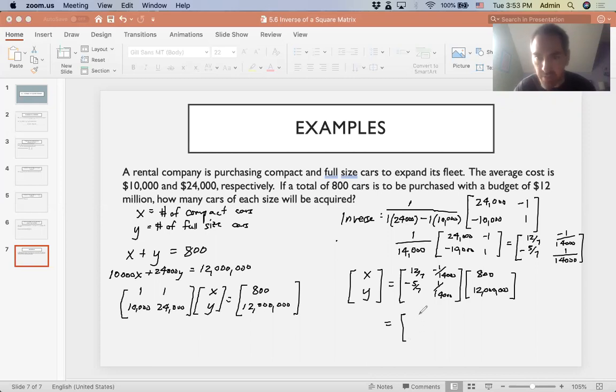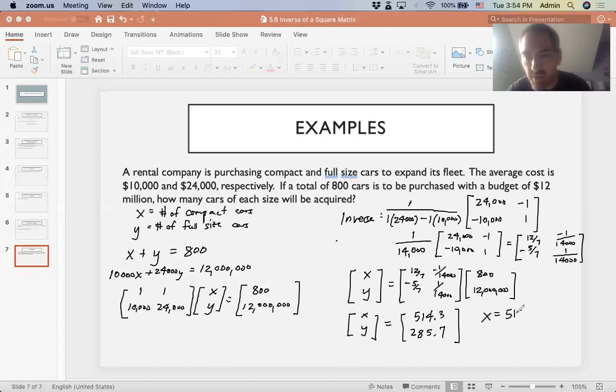I'll let you help me with that calculation. Round that to the first decimal place. You will hopefully agree with me that we have 514.3. And then for the second entry, we're multiplying the second row times the column. Negative 5/7 times 800 plus 1 over 14,000 times 12 million. And we should be getting an answer of 285.7. Now we're talking about cars here, so we can't have decimal values. So let's round to the nearest whole number, 514 for X and 286 for Y. So we should have 514 compact cars and 286 full-size cars to satisfy our requirements in this specific case.